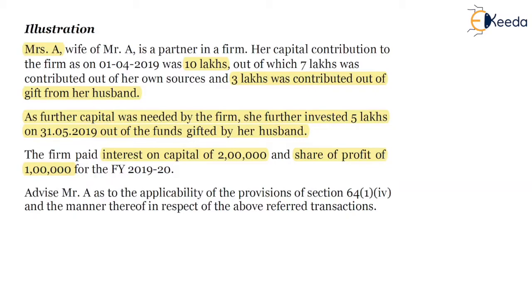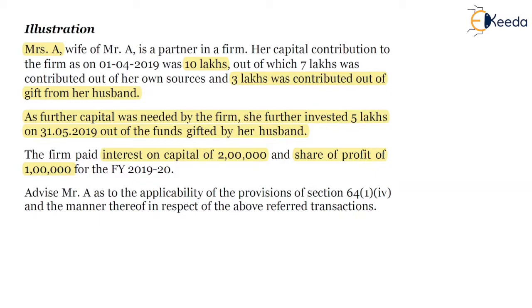So friends, we'll have to assume in this case that interest on capital of 2 lakhs which is paid to Mrs. A in this case has been allowed as deduction to the firm, meaning the interest on capital is equal to or less than 12% per annum, and the same is allowed as deduction to the firm, and accordingly it will be taxable in the hands of Mrs. A. So this assumption we will have to put, as the question is silent on the rate of interest which is being paid to the partner. So we will assume that it is as per the agreement, and the rate of interest is equal to or less than 12% per annum.